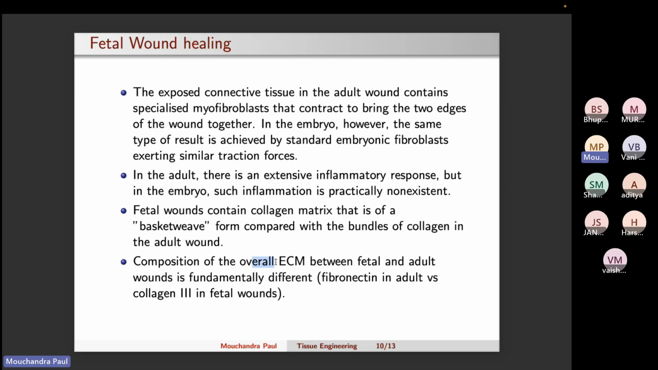Then the composition of ECM is completely different in fetus as well as in adult wound. In adult wound, you can see that there are fibronectin kind of components that are majorly present, whereas collagen is also there, whereas in fetal wound majorly collagen type 3 is present. So the composition is also varying, not only the orientation of the ECM, the composition is also varying.